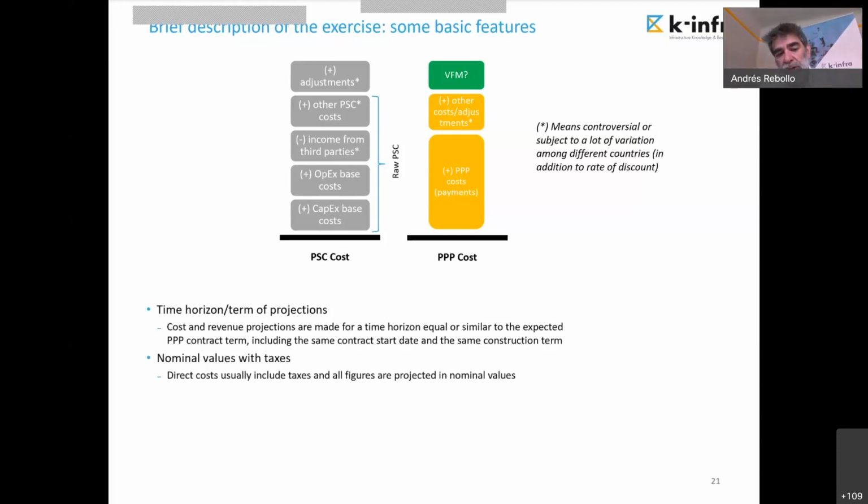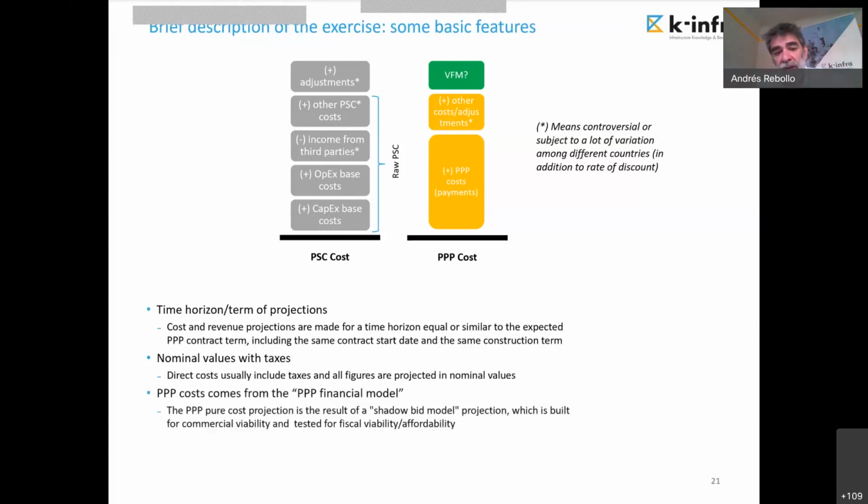The common rule is using nominal values. Some countries, exceptionally, use real values without inflation. And the common rule is incorporating taxes in the costs, okay? Then to be able to reflect the difference later on and to adjust for that difference. That is what we call the neutrality adjustment.